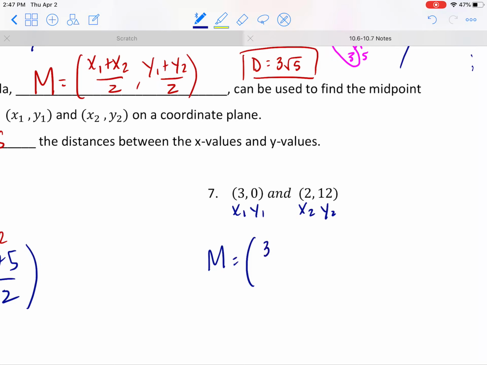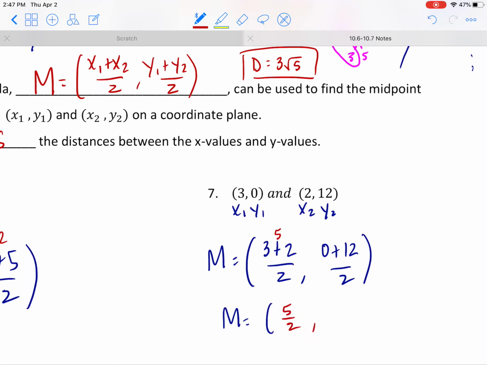Okay? Now feel free to pause and try this one out. Otherwise, let's keep going. x1, y1, x2, y2. The midpoint here says add the x's and divide by 2. Sorry, going too fast. Add the x's, 3 and 2, divide by 2. Add the y's, 0 and 12, and divide by 2.